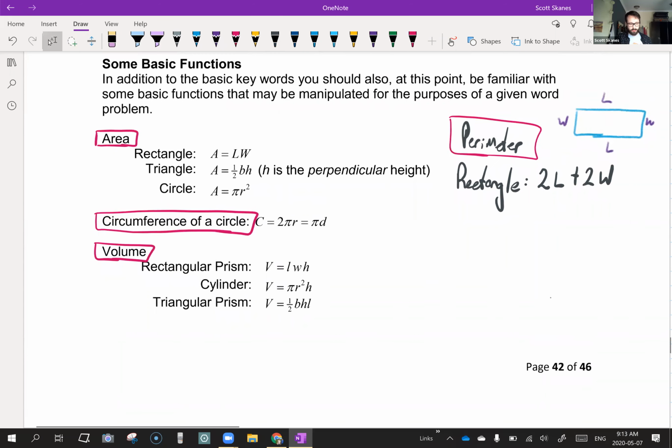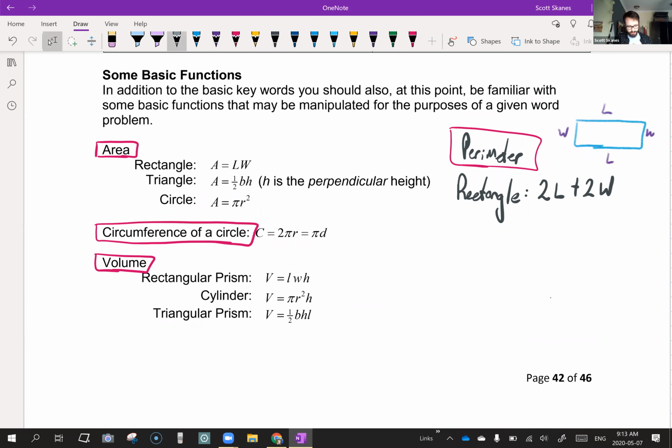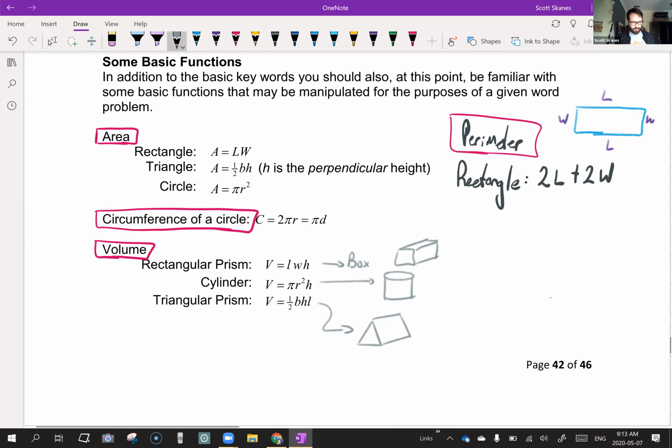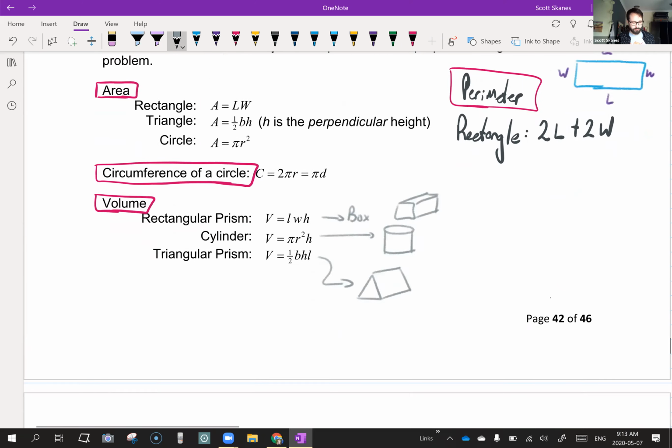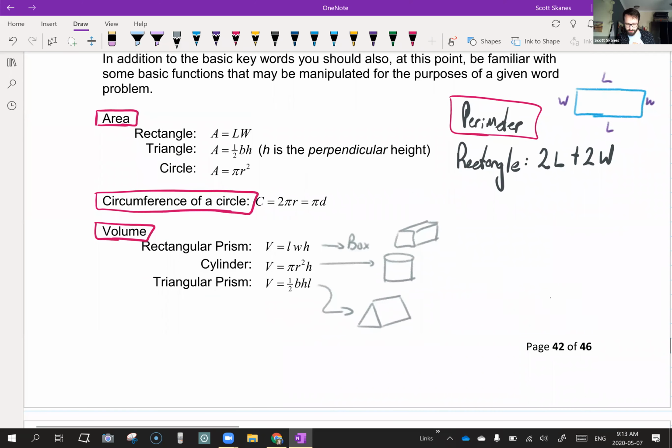All right, and I'm assuming you know what all these shapes are. A rectangular prism is essentially a box. So if we have something that looks like this, it's a rectangular prism. A cylinder is like a can of Pepsi, looks like this. And a triangular prism looks more like this. So nothing special there. If we need these formulas, we'll go back and look for them. I've got a little reference there.